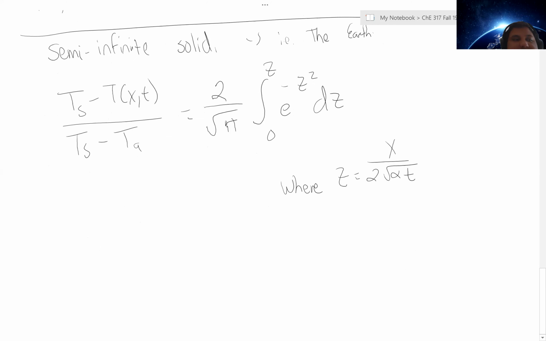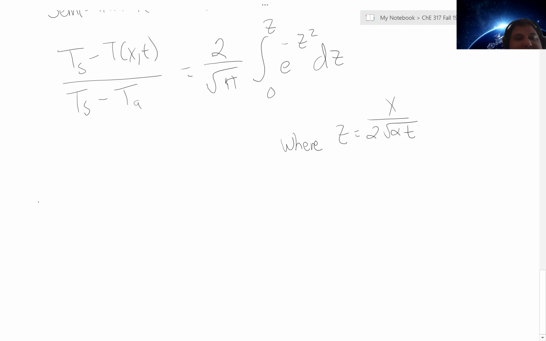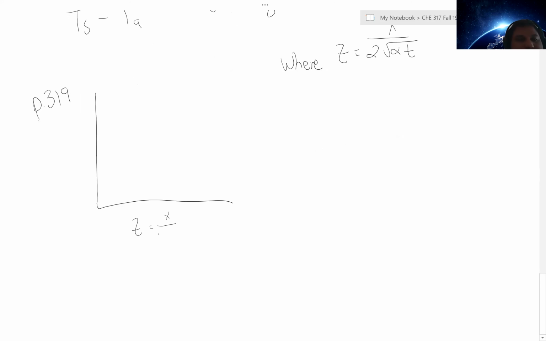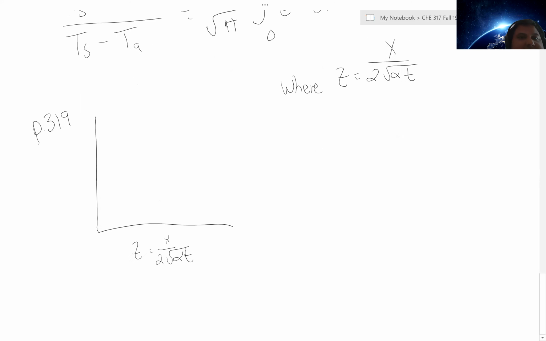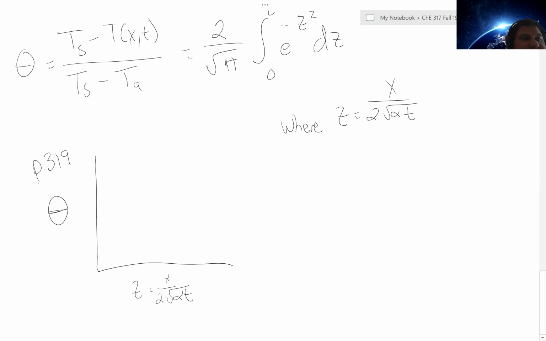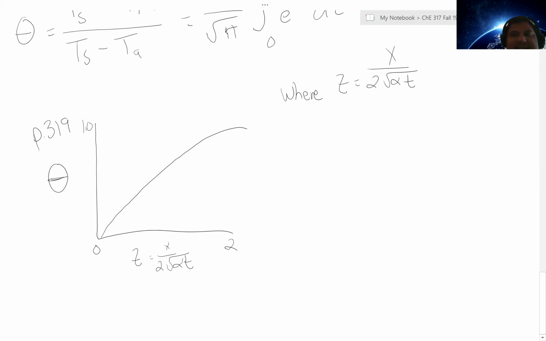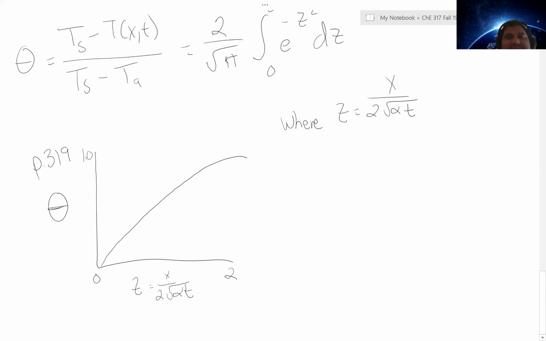And so what we find, I think it's on page 319, is a figure that relates z to this temperature here, which if I call it theta, you'll see it relates to theta. And these go from 0 to 2, and this goes from 0 to 1. There's simply a curve that relates this dimensionless distance and time with the dimensionless temperature, such that for any given temperature and depth, you can find the time, or based on a depth and time, you can find the temperature and the temperature profile.